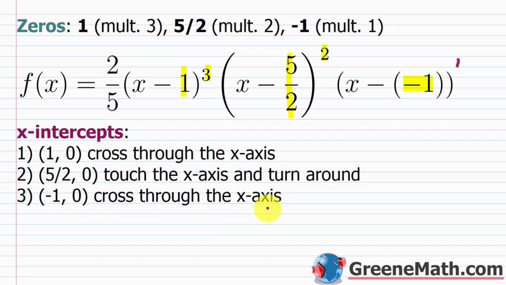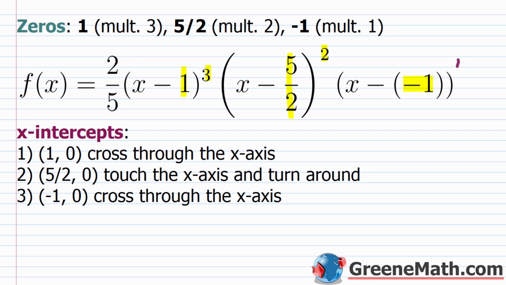Now, it did not ask for it, but just keep in mind that when you have a 0 and the multiplicity is 1, it's just going to cross straight through. And when the multiplicity is greater than 1, it's going to flatten out near that 0. So just keep that in mind if you're trying to use this to sketch something.